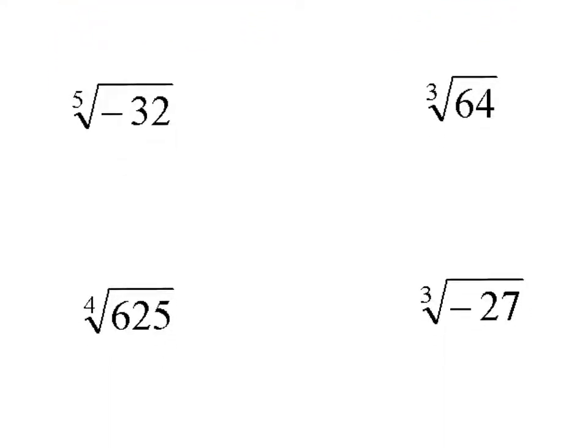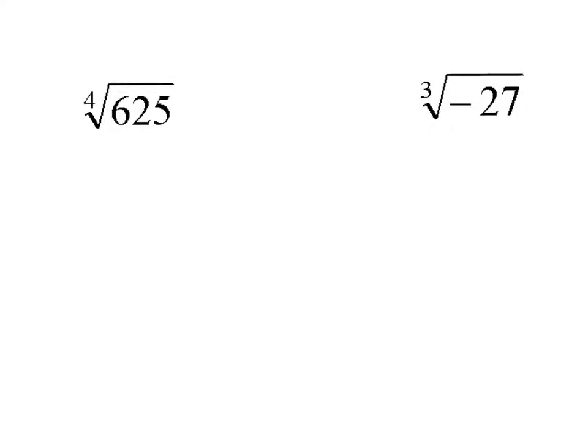All right, my next one, I have the fifth root of negative 32. 2 to the fifth is 32. Therefore, my fifth root is going to be negative 2. The negative is okay because we have an odd number. The cubed root of 64, well, 4 to the third is 64. So then the cubed root is going to be 4. Now I don't have to do a plus or minus here because if 4 was negative, I would have a negative 64 in there. But since 64 is positive, it's going to definitely be a positive 4.